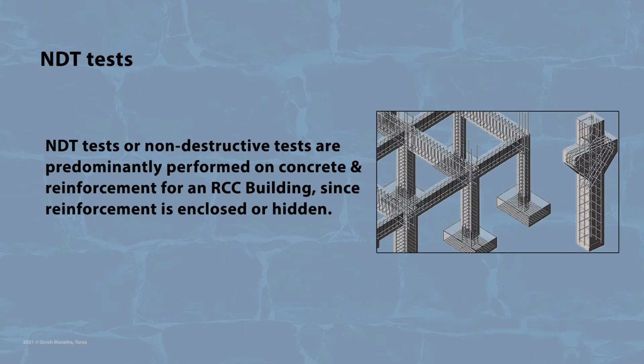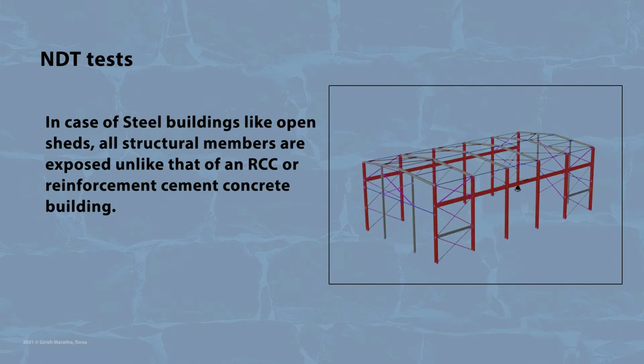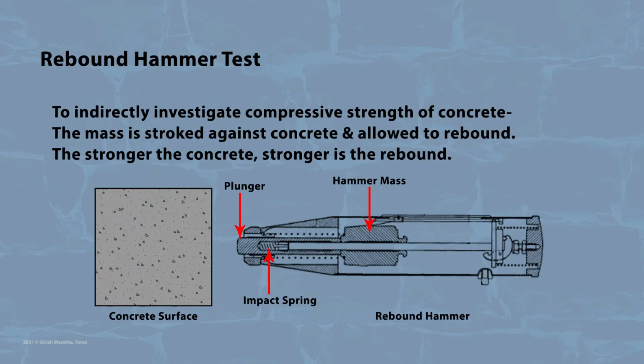NDT tests or non-destructive tests are predominantly performed on concrete and reinforcement for an RCC building, since reinforcement is enclosed or hidden. In case of steel buildings like an open shed, all structural members are exposed, unlike that of an RCC or reinforced cement concrete building. Rebound hammer test is the most popular method to indirectly investigate the compressive strength of concrete.